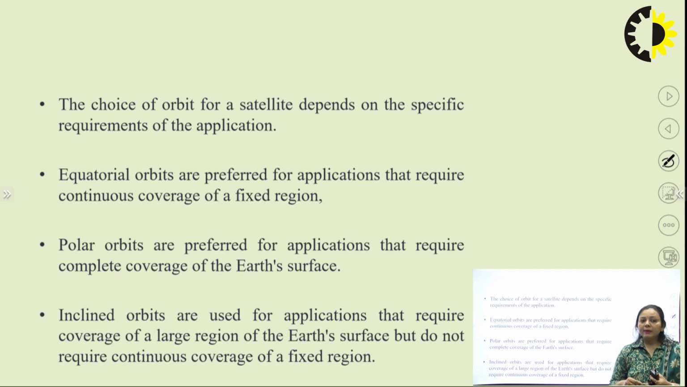Then the inclined orbits can be used for applications that require coverage of a large area of Earth's surface, but they do not require continuous coverage of a fixed region. So, if you want a picture from a particular area, that means you want continuous coverage of that fixed region, so you need equatorial. But in case of inclined, I do not need continuous coverage of a single region; I require the complete coverage of a large region. So, we can use the inclined orbit.